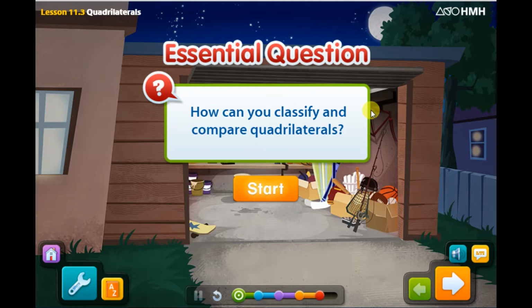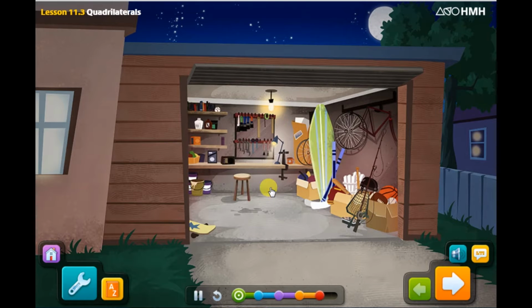Today's episode is about quadrilaterals. Quadrilaterals is a word that consists of two parts. Quad means four, lateral means sides. So we're gonna speak today about all four-sided shapes. Lesson 11-3. And our essential question is how can we classify and compare quadrilaterals? So let's start and see.